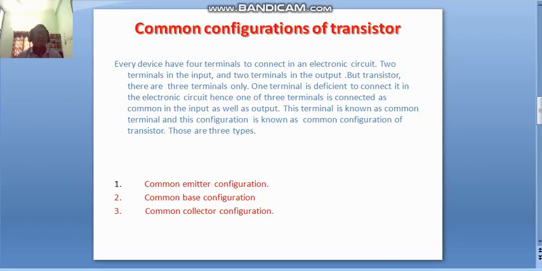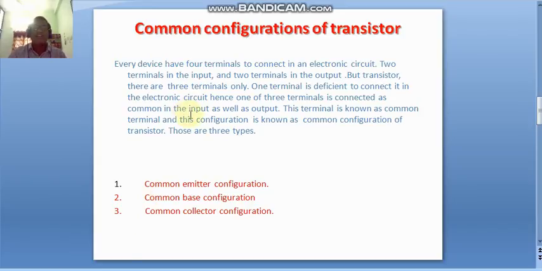To overcome this difficulty, we connect any one of these, emitter, base, or collector, to the output as well as the input. So that terminal is known as the common terminal. This configuration is known as the common configuration of the transistors. And a transistor has a common configuration to connect in the electronic circuit according to our convenience.